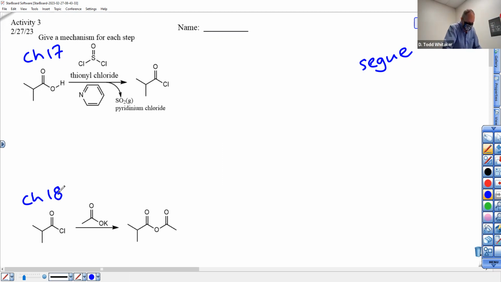Thionyl chloride accomplishes the same putative result. Oh, got some good vocab today. Putative result as reaction of an alcohol with thionyl chloride. The OH gets transformed into a chloride.